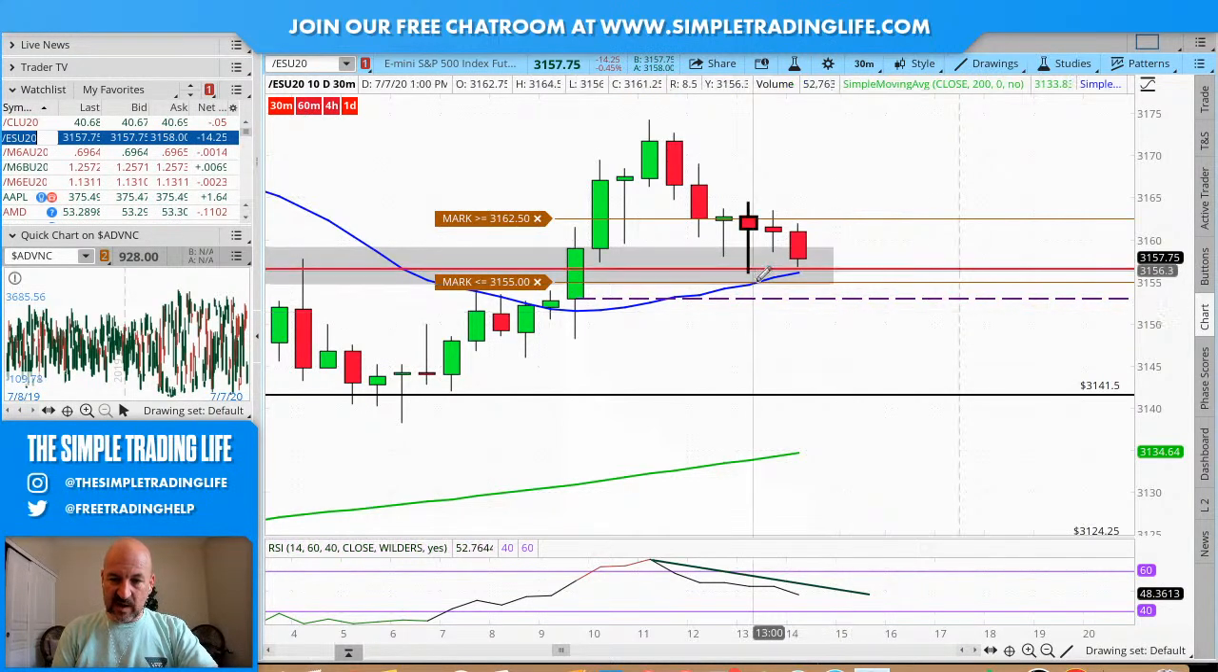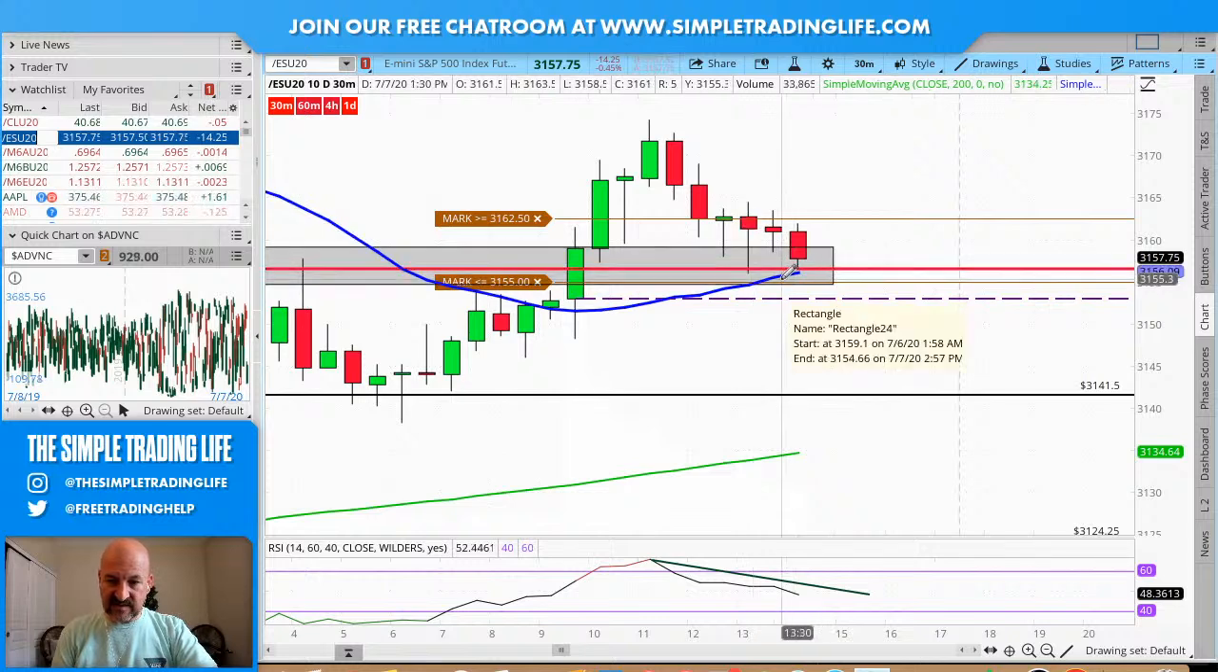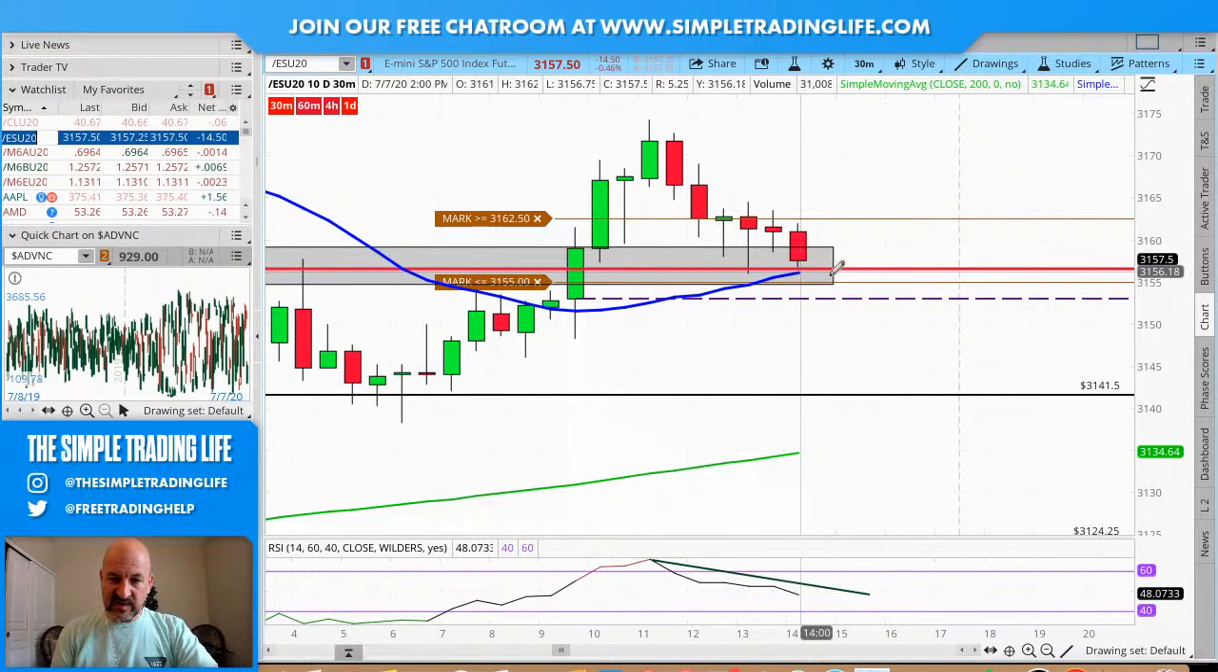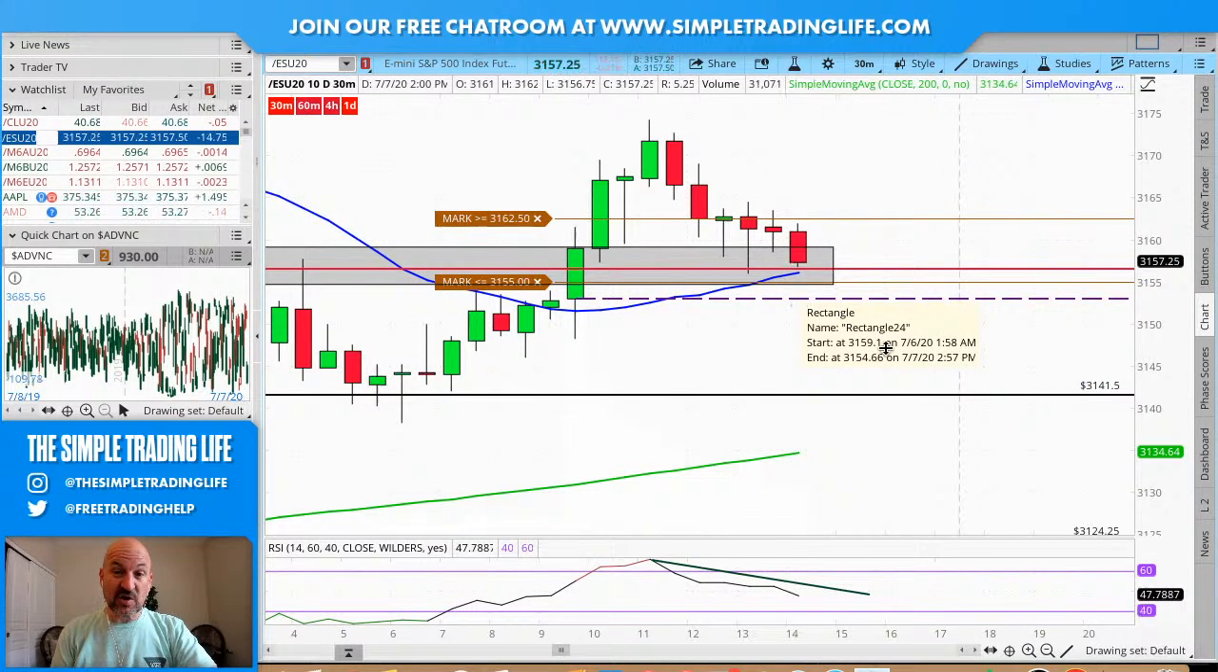Okay, we also have the 20 here. You see this? We also have the 20. So we got all kinds of stuff going on right in here. So if the bears can push through this, that shows all kinds of strength on their part.